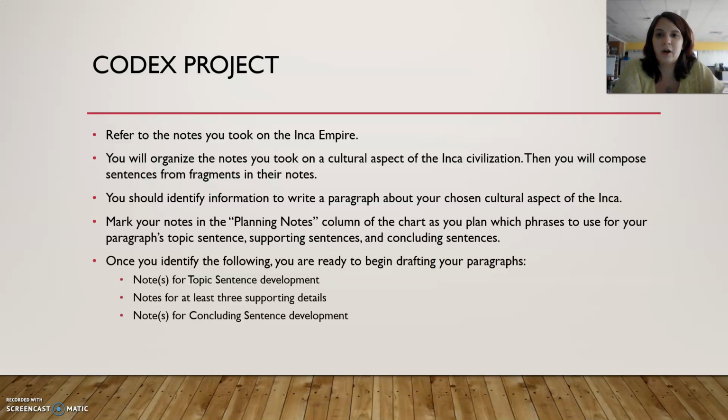Okay, now we're going to be working on our Codex project again. Today you're going to refer to the notes you took from the last lesson about the Inca Empire and organize your thoughts. The column that I told you to bypass for now, you're going to go back to it and plan how you'd like to use the information you put in your paraphrasing and your page number section, and where you're going to incorporate that into your paragraph. That's what the planning notes are for. It'll tell you where your topic sentence is, where your supporting details are, and which one is the concluding sentence. Make sure that they go in a correct order, so that it makes sense for your paragraph.